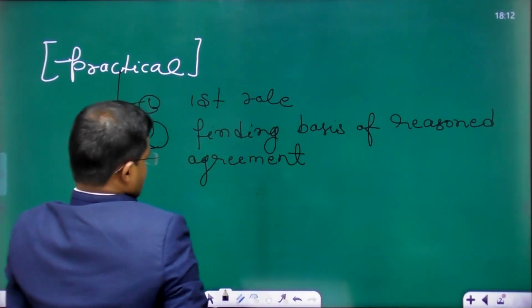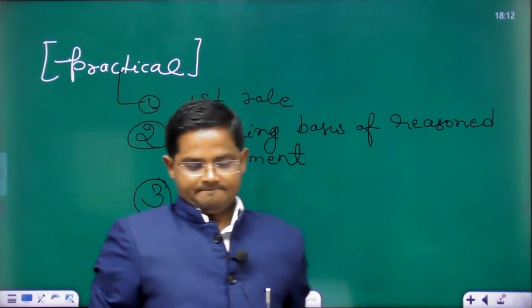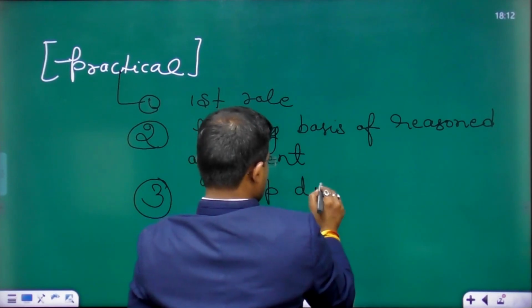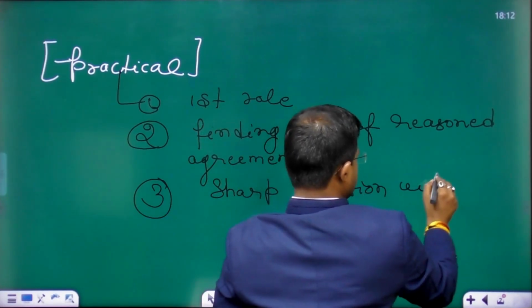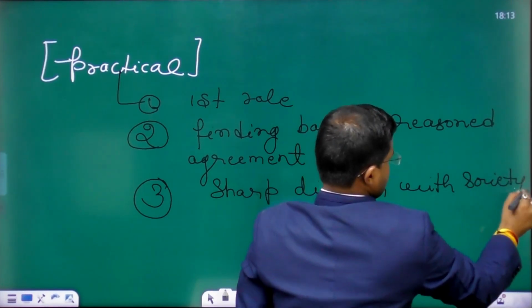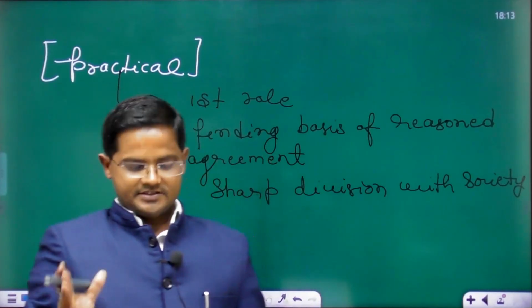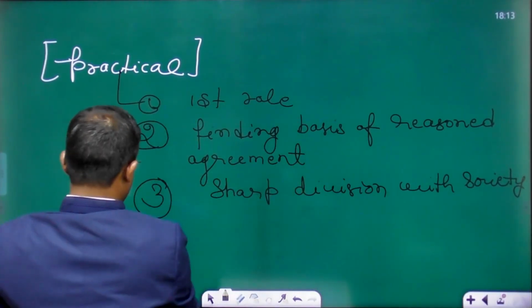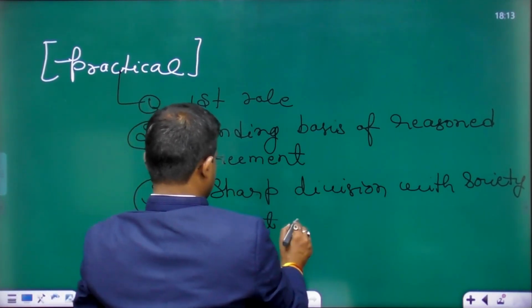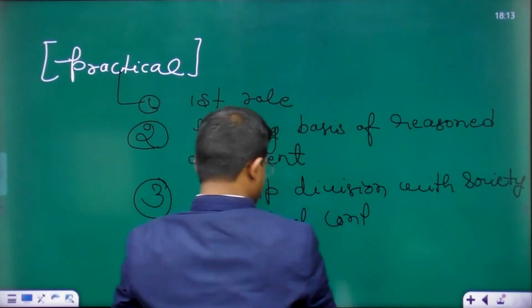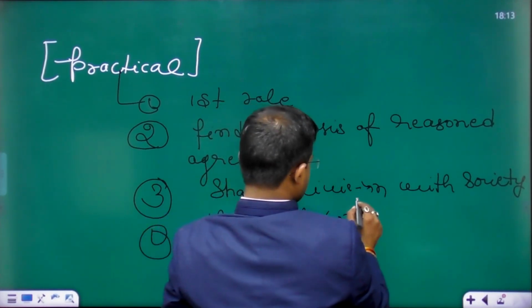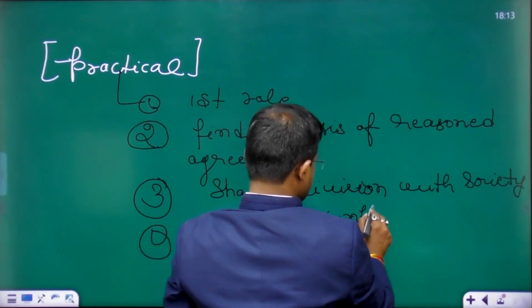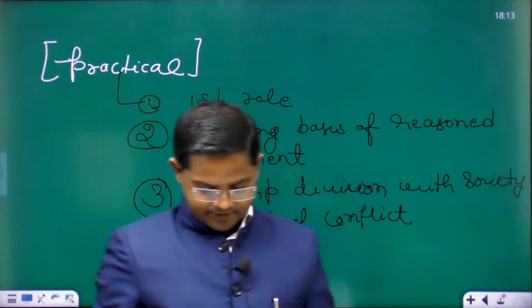Point 3, sharp division within society. Got my point? So let's move on. Sharp division within society. Fourth, threat of conflict due to division.